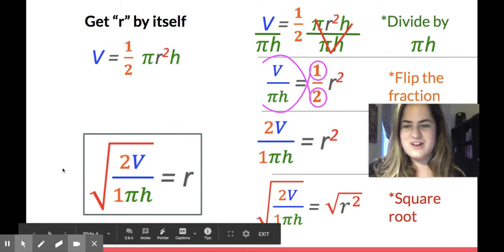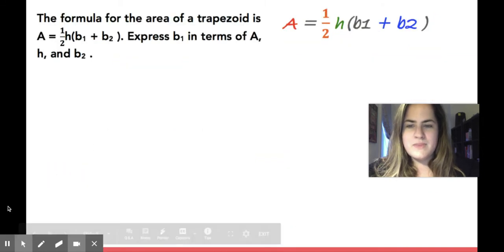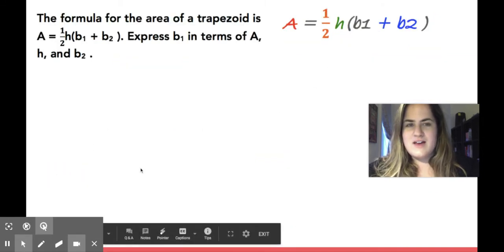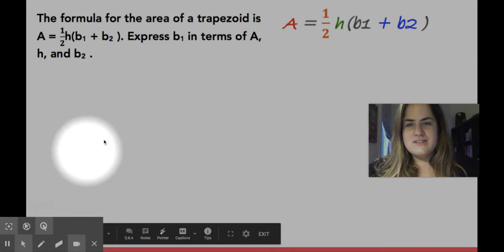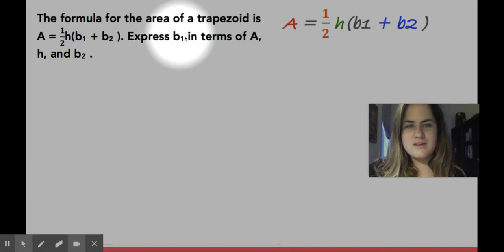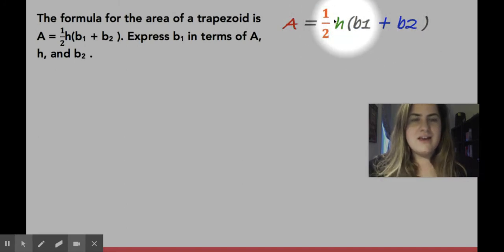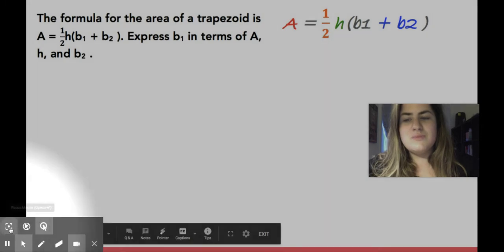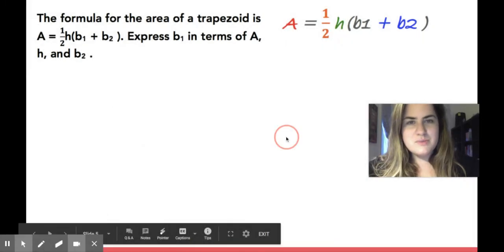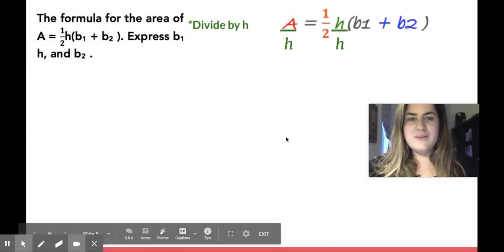Okay, let's try one more. All right, I have, again, a whole bunch of letters here. It says express B1. There it is, B1. I have to undo everything around it. I can't actually go inside the parentheses yet. I'm going to start with the 1/2 h. The easiest thing to do would be to get rid of that h. In between the h and the parentheses is multiplication. The opposite of multiplying by h is dividing by h.